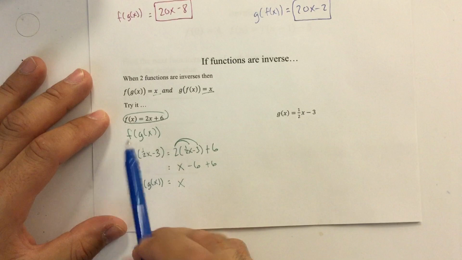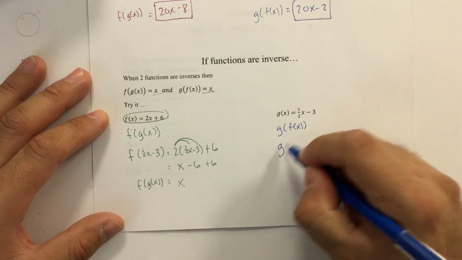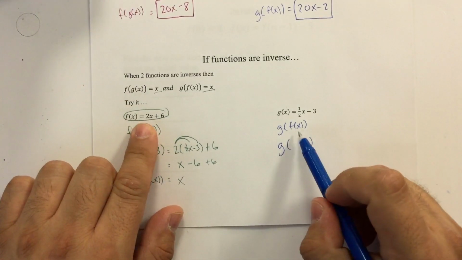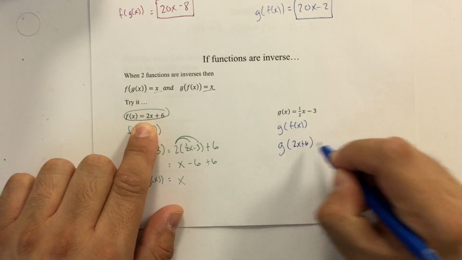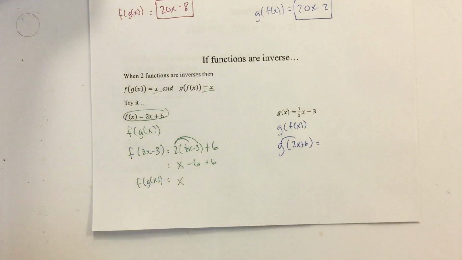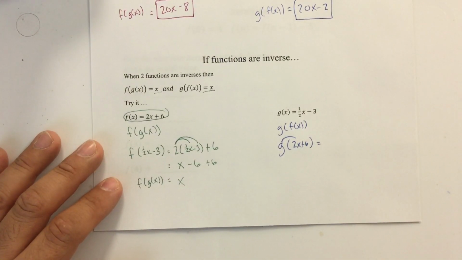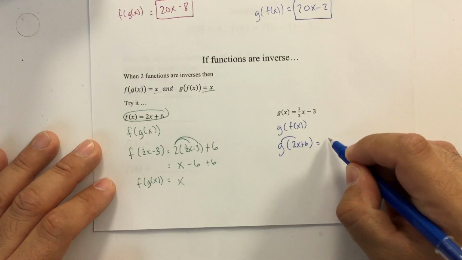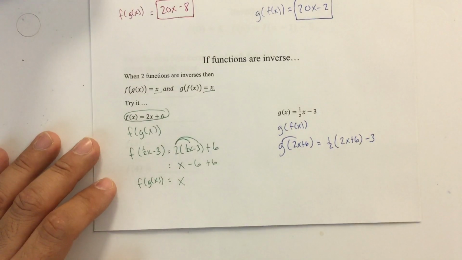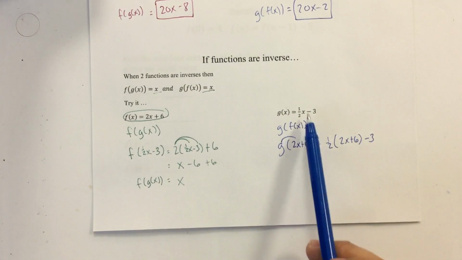So I did f of g of x, so now I have to do g of f of x. So what are we going to change f of x to? 2x plus 6. Good, right here. So f of x is actually 2x plus 6. We're going to change that parentheses to that. And now we're going to take 2x plus 6 and plug it into the g function. So the g function is 1/2 x minus 3. So how do I write that with 2x plus 6 substituted in? Half parentheses 2x plus 6 minus 3. There you go. Okay, so pretty much if you read it, look, 1/2 x minus 3, 1/2 this expression minus 3.